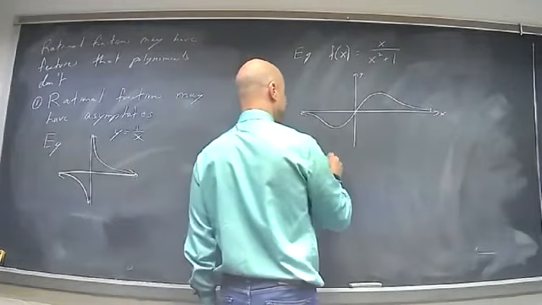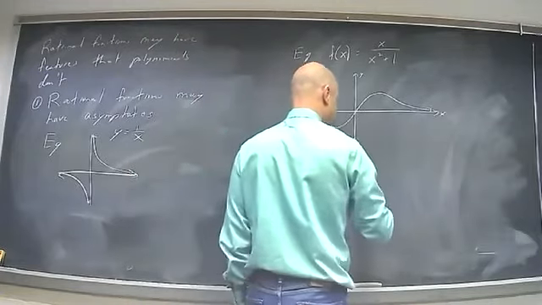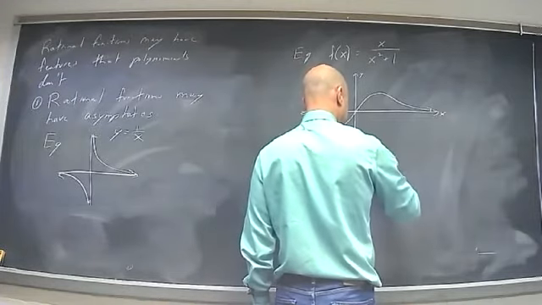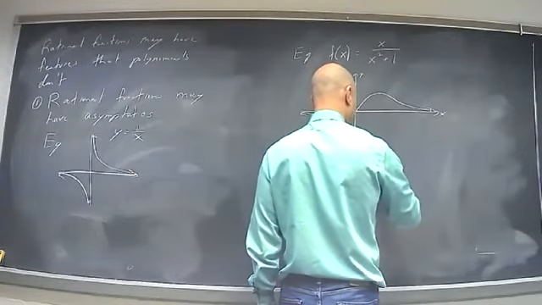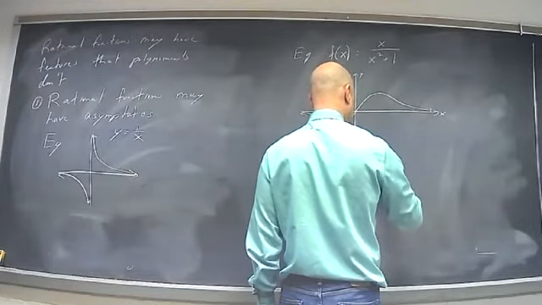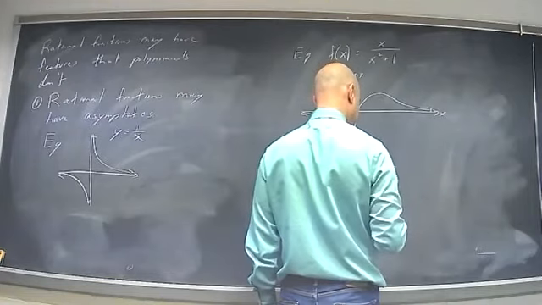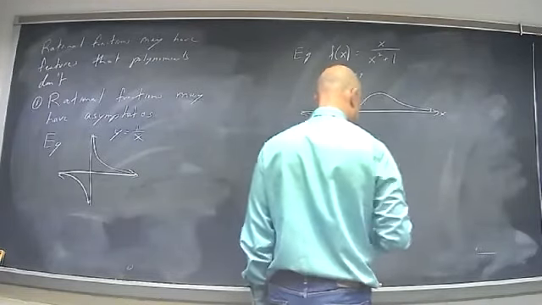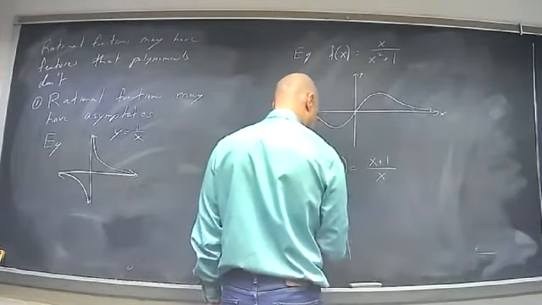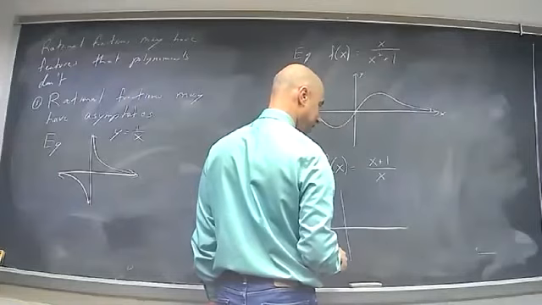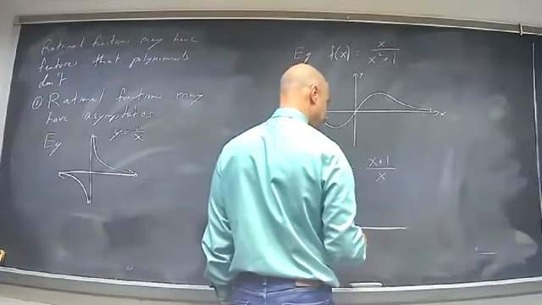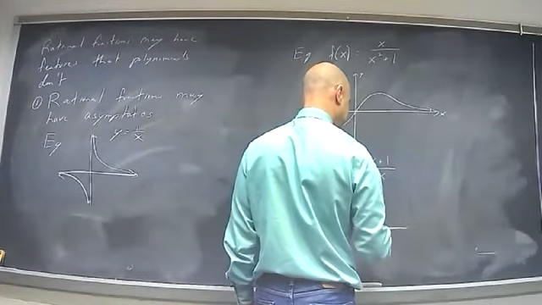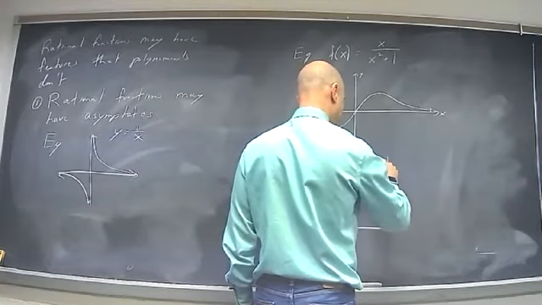So if I give you something like f of x equals, say, x minus 1 all over x plus 1. This thing has what's called a slant asymptote. Oh, I'm sorry, that doesn't have a slant asymptote, because I have to make the top degree 1 bigger than the bottom.